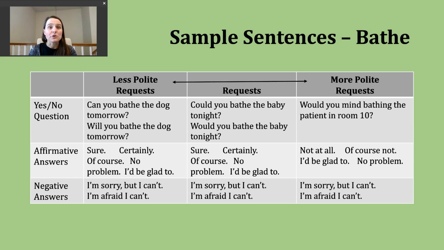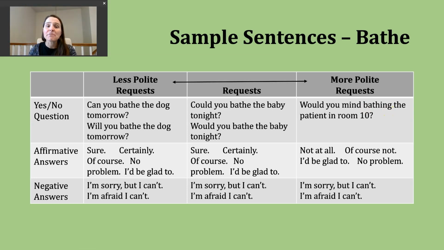Now, the last way you hear people make requests is with would you mind, and then we use the gerund form of our verb. So you'll notice here, bathing. Would you mind bathing the patient in room 10? So maybe these are co-workers in a hospital talking to one another, and one is asking another for some help in providing care to some patients. So because it's our coworker, we're at work, maybe we're trying to be just a little more polite.